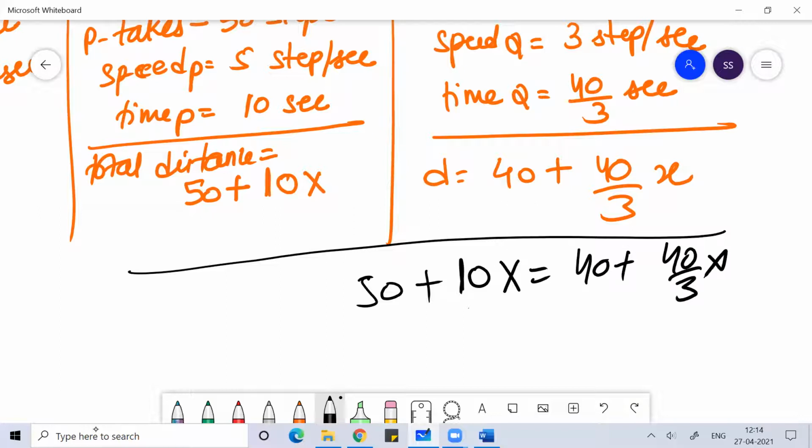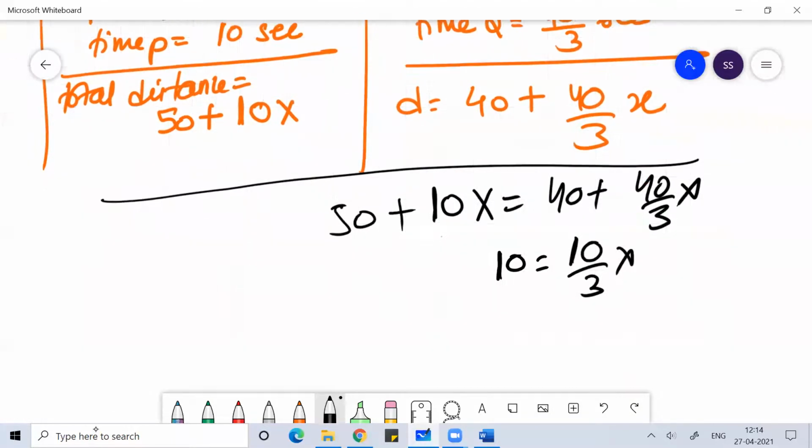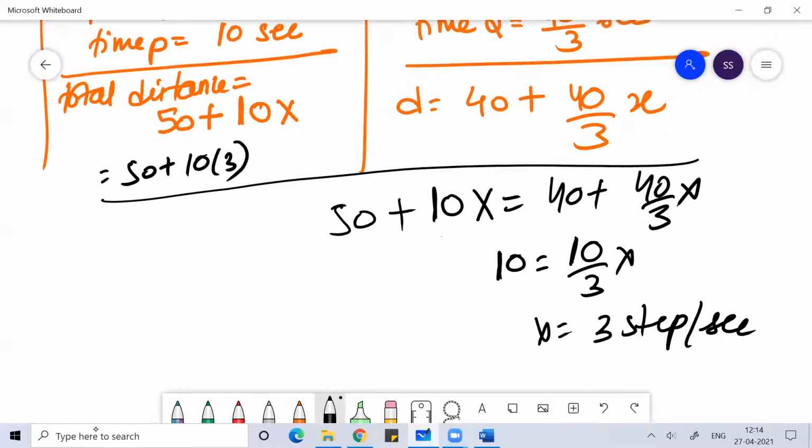So you just need to solve. 50 plus 10x is equal to 40 plus 40 by 3 x, so 10 equals 10 by 3 x. So the value of x would be 3 steps per second. Once you get the value of x as 3 steps per second, you can find the distance: 50 plus 10 into 3. So the total distance would be 80 steps.